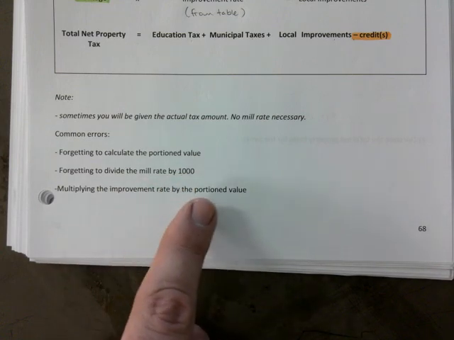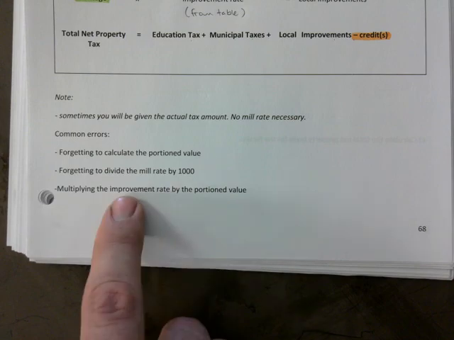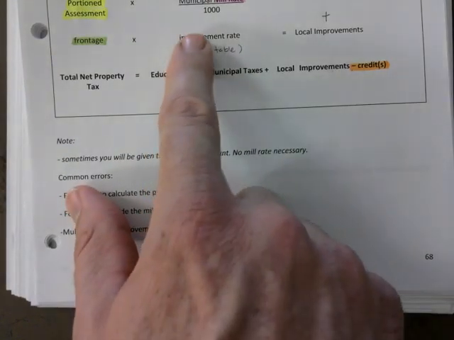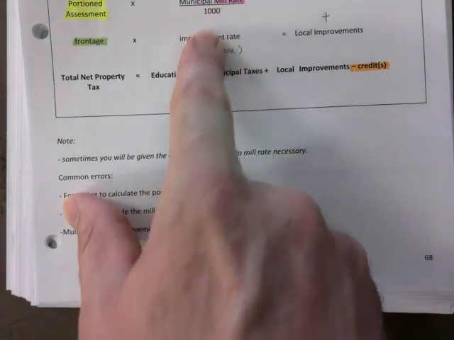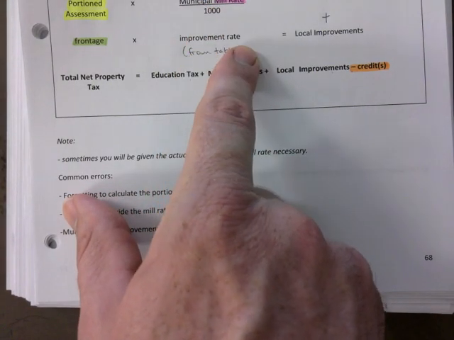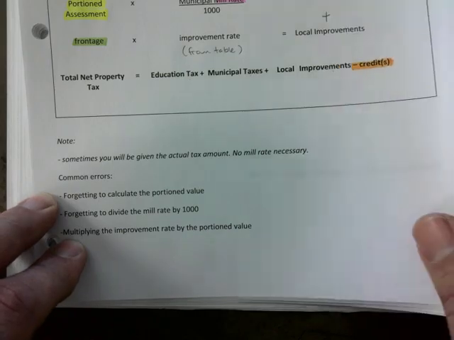Multiplying the improvement tax by the portion value. That's also a common mistake: students will just take the frontage and multiply it by the previous mill rate. They just grab one of those mill rates and go for it, right? Also not right. Okay, let's do one here.